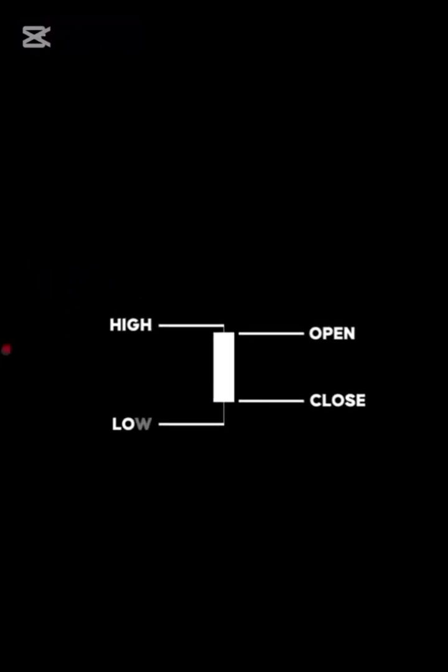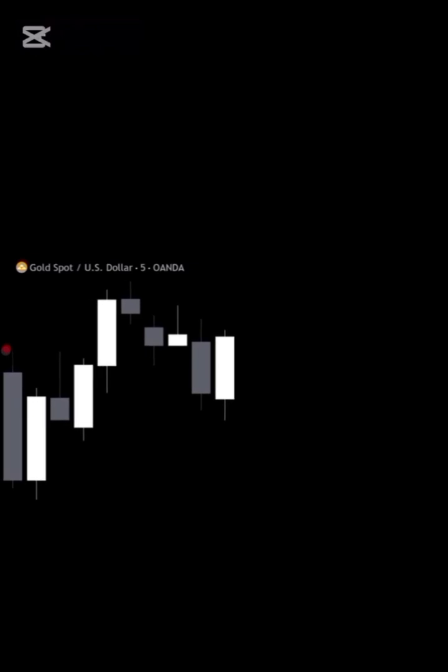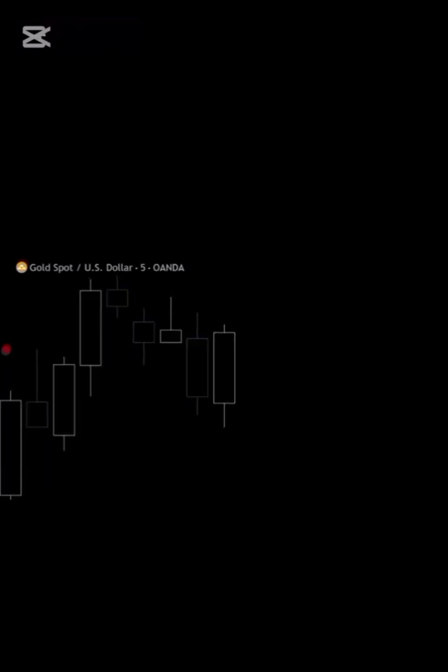This is a Japanese candlestick. It shows you the open, close, high, and low of an asset over a set time period. But if we peel back the layers just a little, you'll find something more subtle and powerful hiding within.